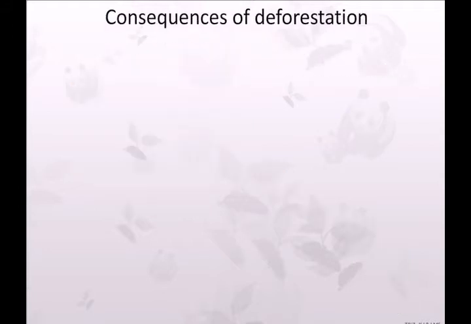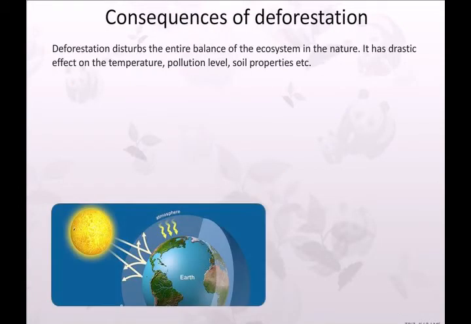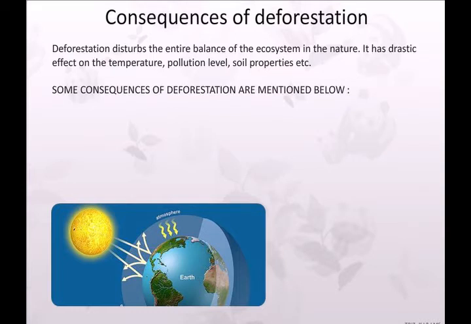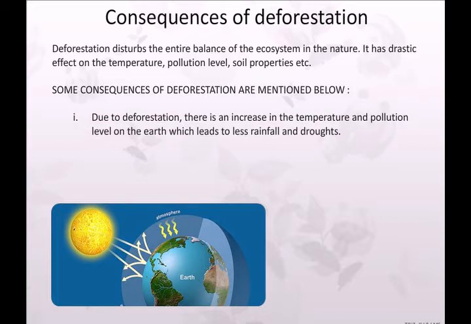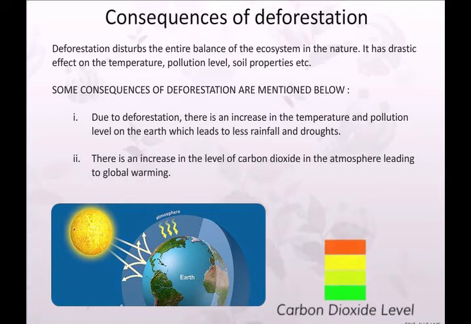Consequences of deforestation. Deforestation disturbs the entire balance of the ecosystem in nature. It has a drastic effect on the temperature, pollution level, soil properties, etc. Some consequences of deforestation are mentioned below. Due to deforestation, there is an increase in the temperature and pollution level on the earth, which leads to less rainfall and droughts. There is an increase in the level of carbon dioxide in the atmosphere, leading to global warming.